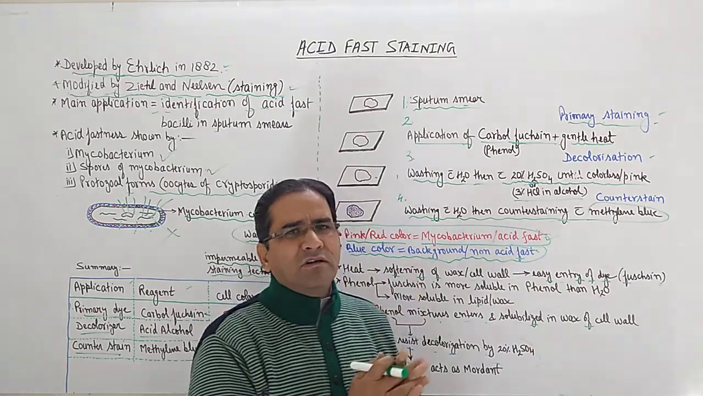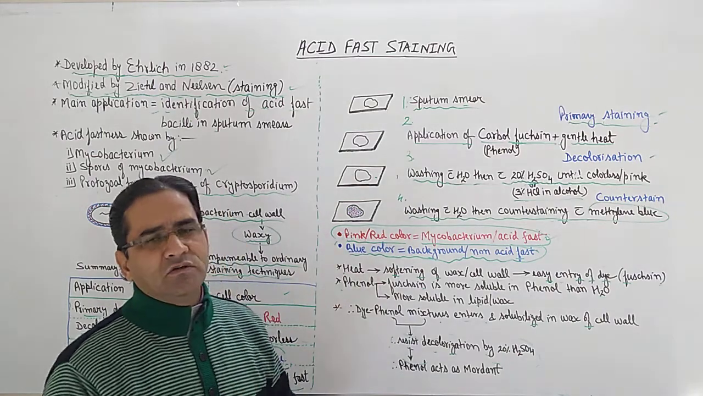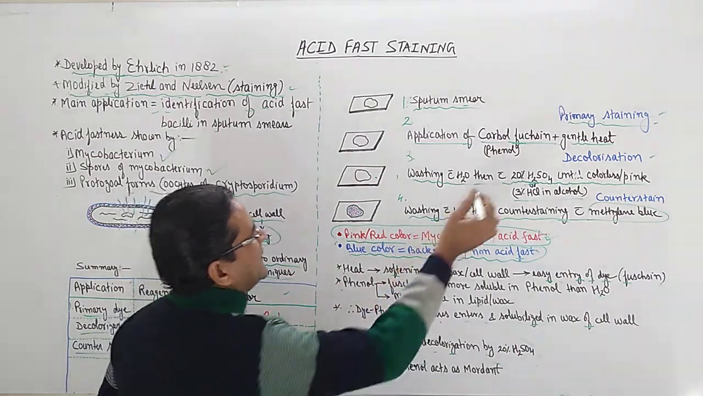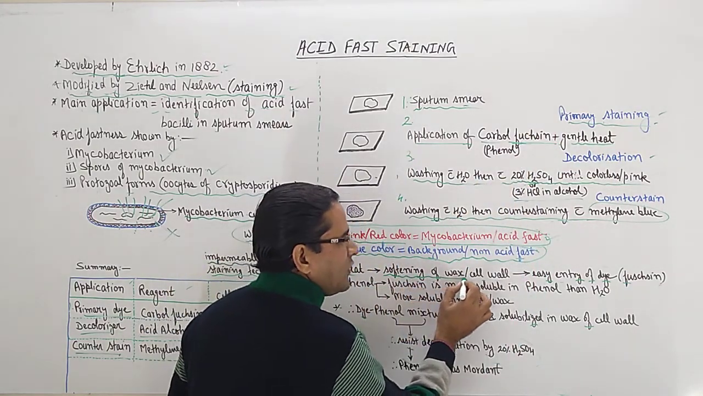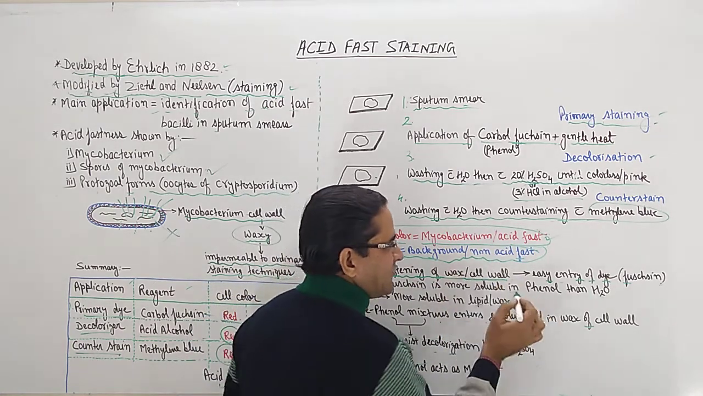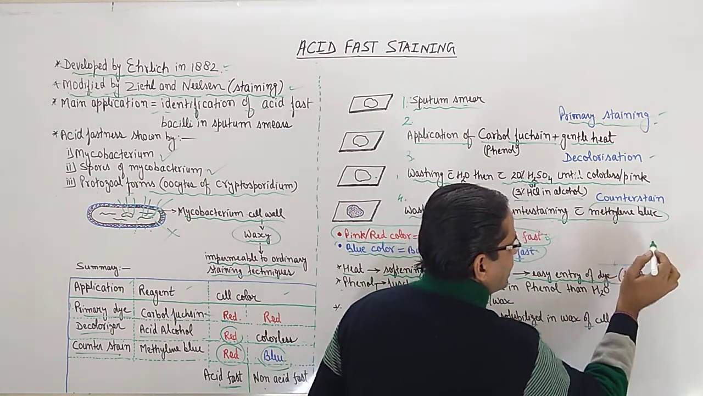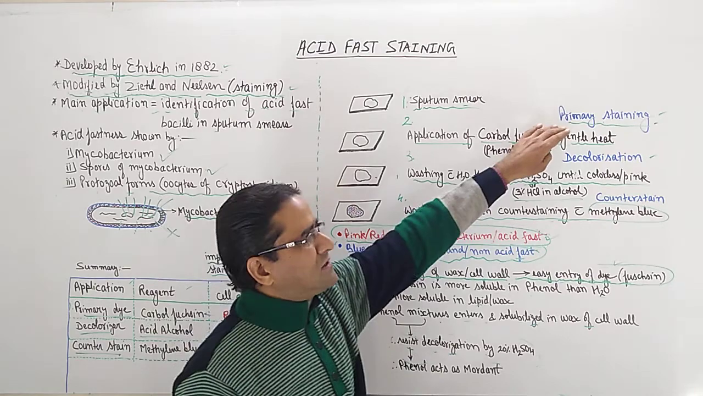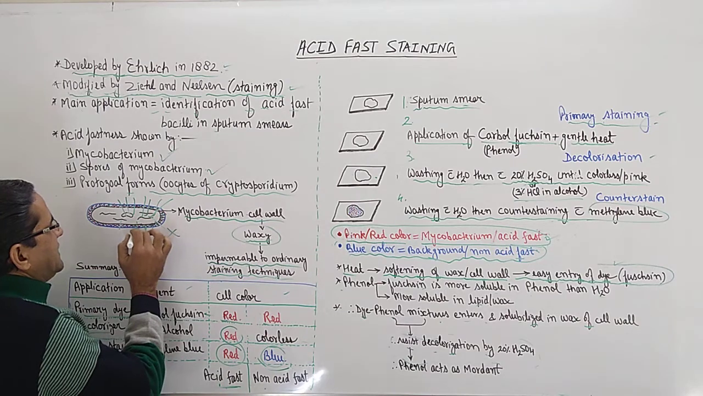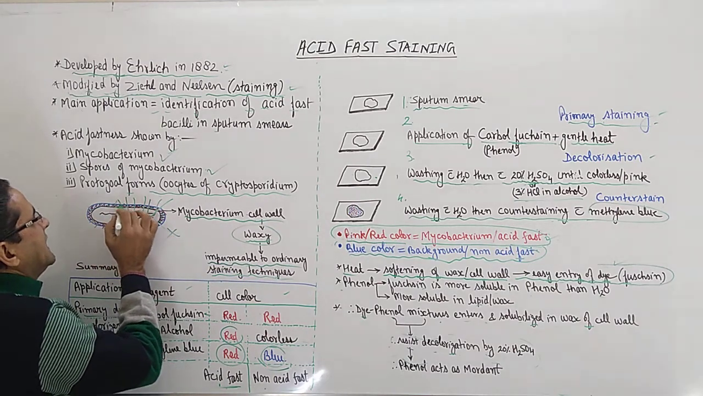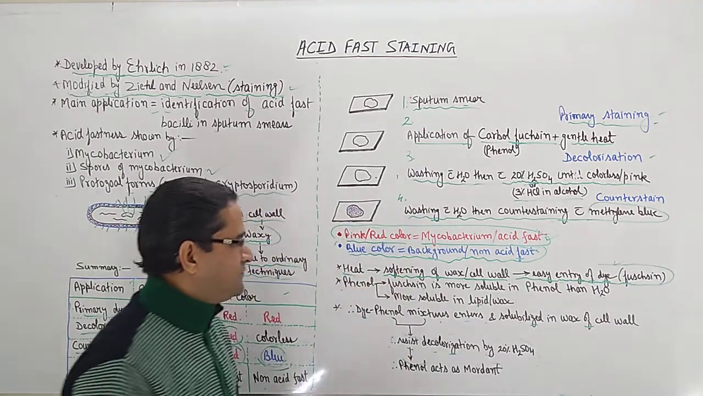Now, a few questions are also there in this: why heat is used and why phenol is used. Let us see. See, heat is used in this method because it is responsible for softening of the wax of the cell wall, and therefore the primary dye gets easy entry. In this step, when the primary staining was done, heat was used because the wax needs to be disrupted. It needs to be softened. So in order to soften, we are using heat.